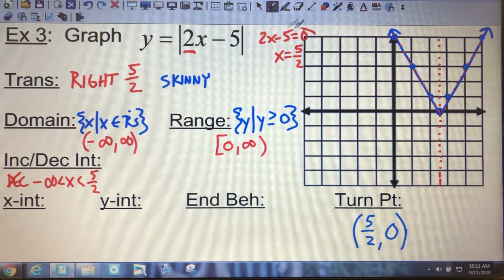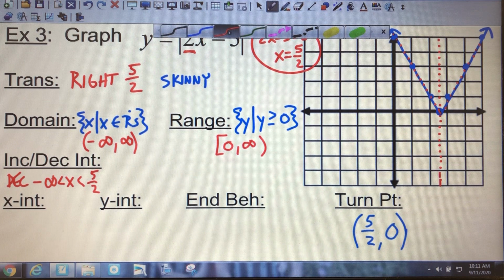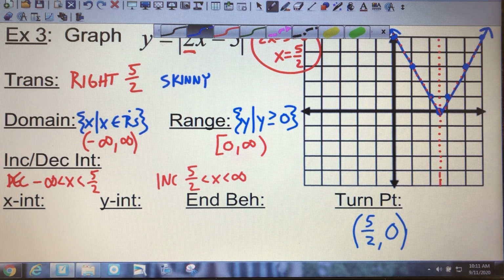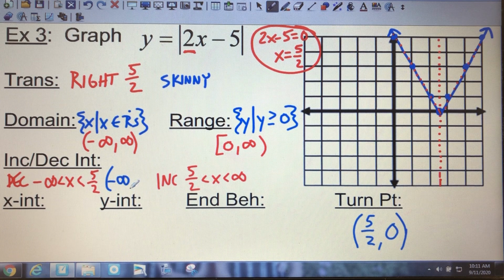So that's why going back, that really helps us out. That's your axis of symmetry, x equals 5 halves. So that helps us with our intervals. Then we're increasing from 5 halves to positive infinity. All right, so again, the other way to represent that: decreasing from negative infinity to 5 halves, and then increasing from 5 halves to positive infinity.